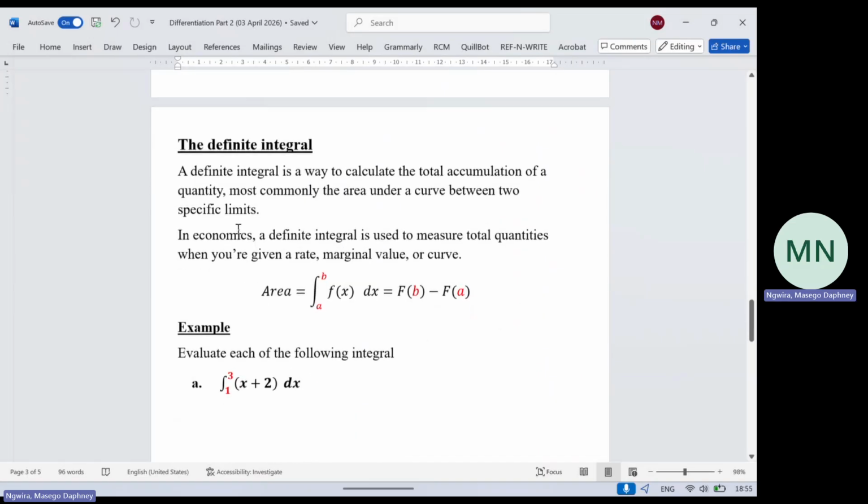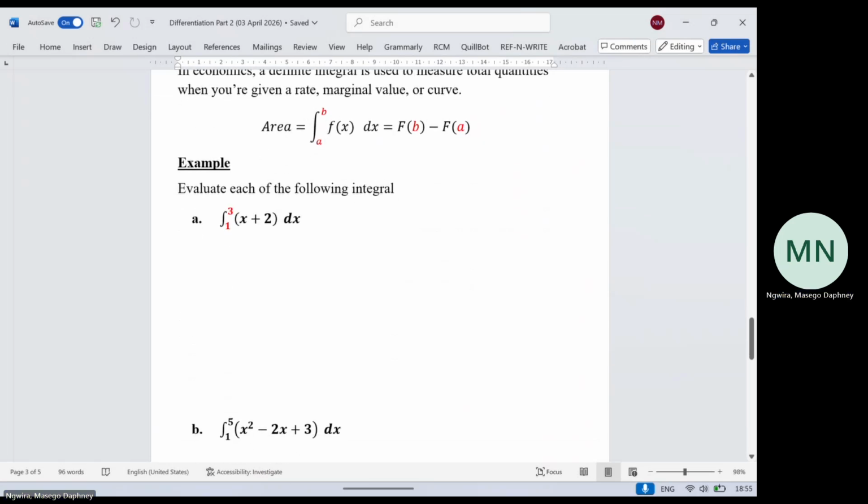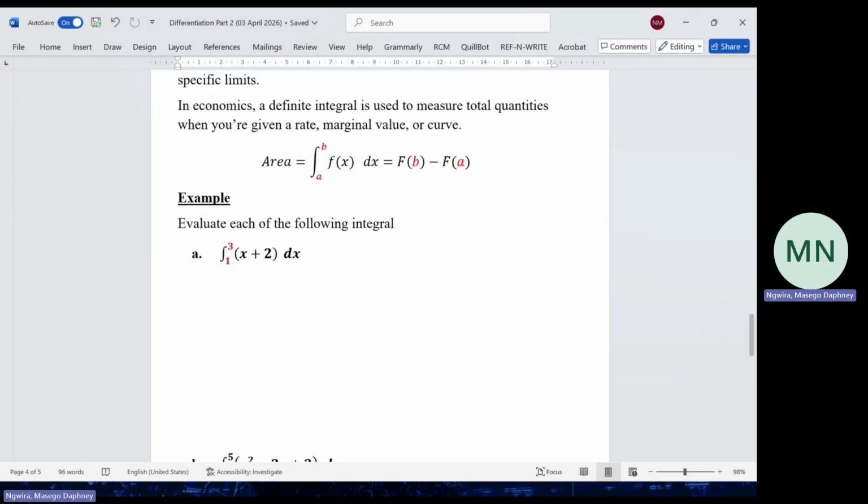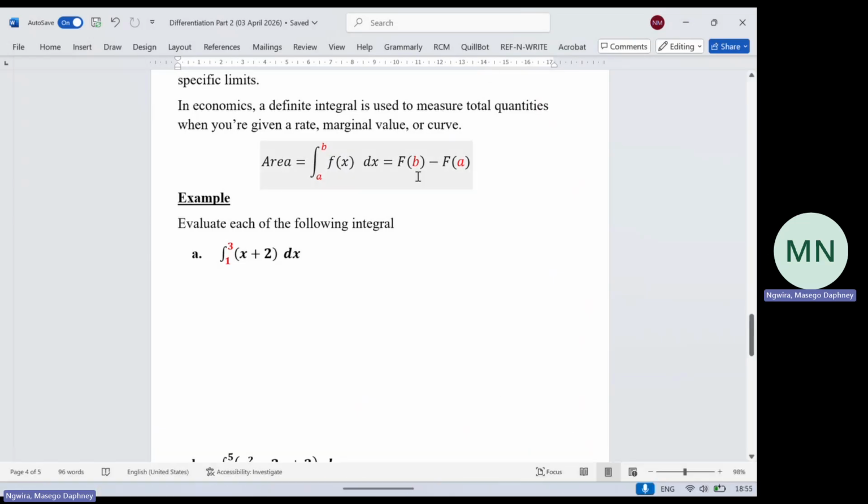And then it says here, in economics, a definite integral is used to measure total quantities when you are given a rate, marginal value or a curve. We'll see that as we move on. And then the formula for the area is the integral from a to b of a function, dx. Then you substitute those 2 points into your f, so it's going to be f of b minus f of a. You're going to see what I mean when I do an example.